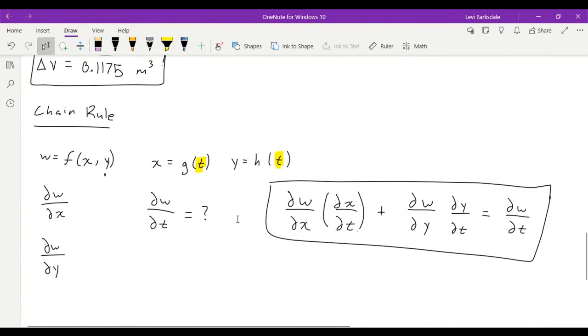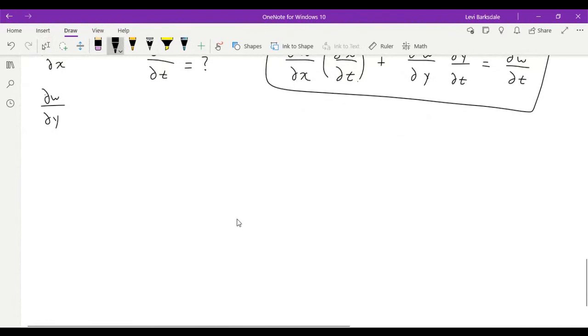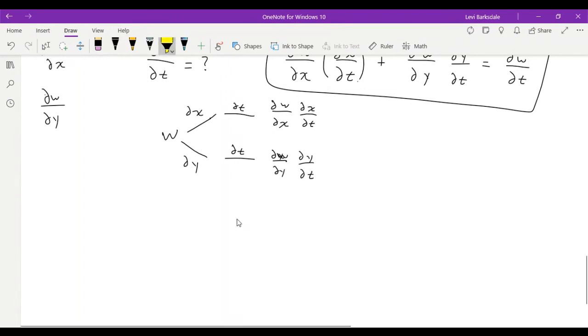It can be helpful to draw tree diagrams to do these. So for example, function w is based off of x and based off of y. Then x in turn is based off of t, and y is also based off of t. So following this pattern, if we take the derivative with respect to x, we can then take the derivative with respect to t. And then this is based off of t. Also, this is based off of t. So then everything based off of t together would be dw dx, dx dt plus dw dy, dy dt.